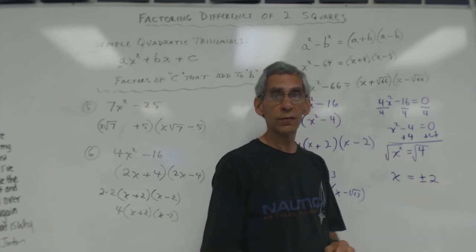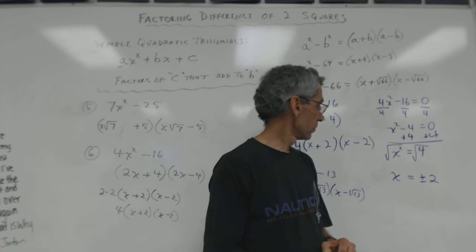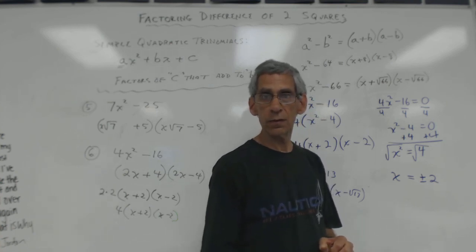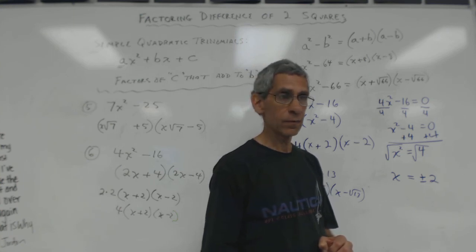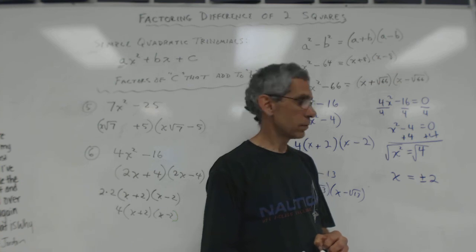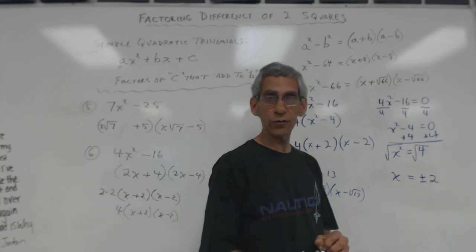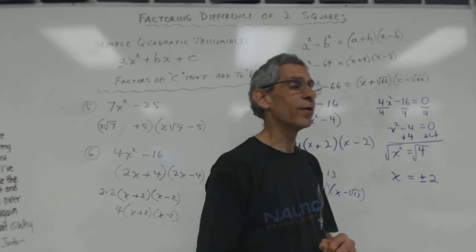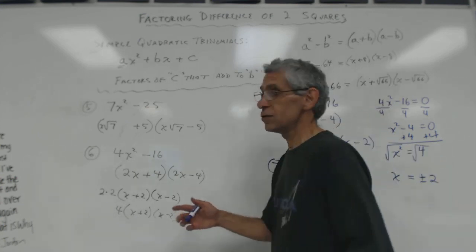Someone says it can't be negative 2, but negative 2 times negative 2 is 4. No, I said plus. Wait a minute, I'm so confused. Never mind. Either way works. I'm just talking about something else. Oh, okay. Apparently, I'm talking about something else.